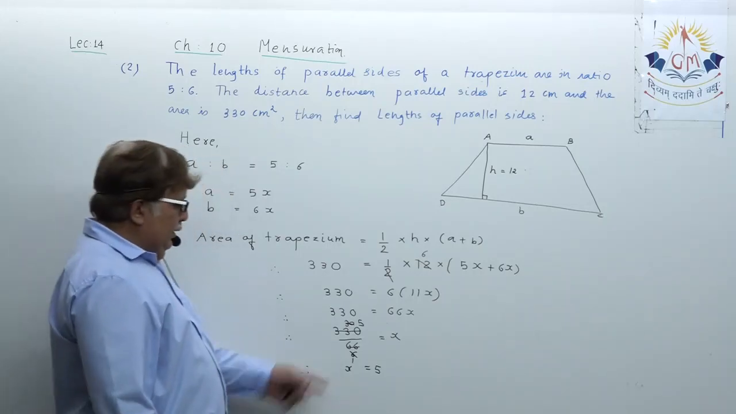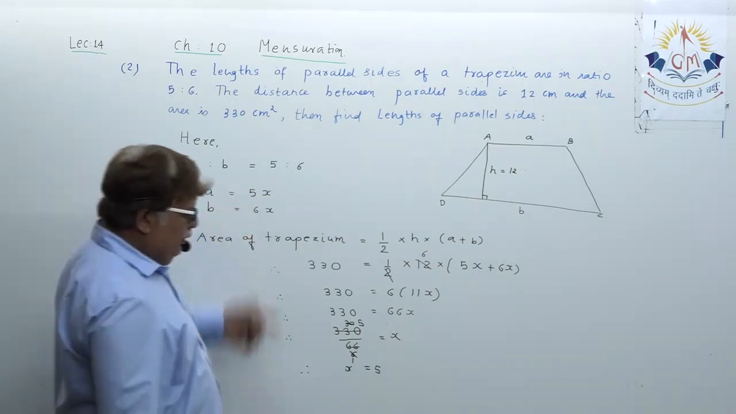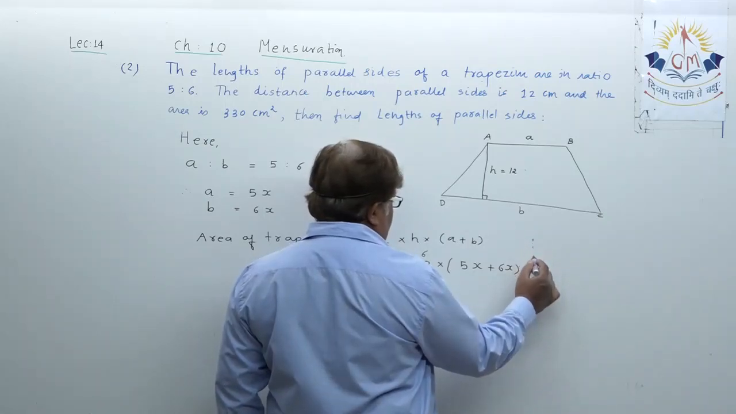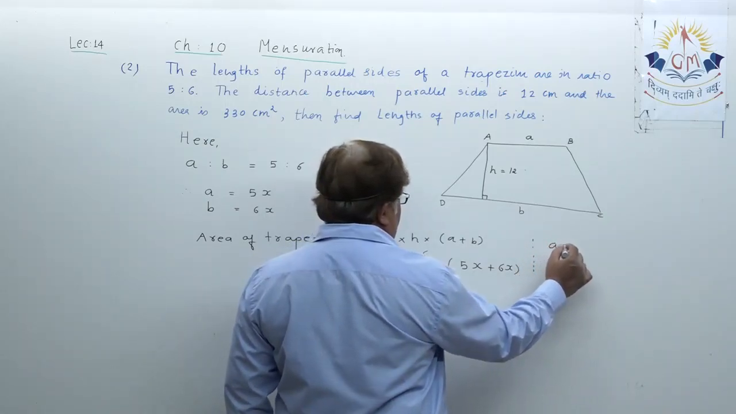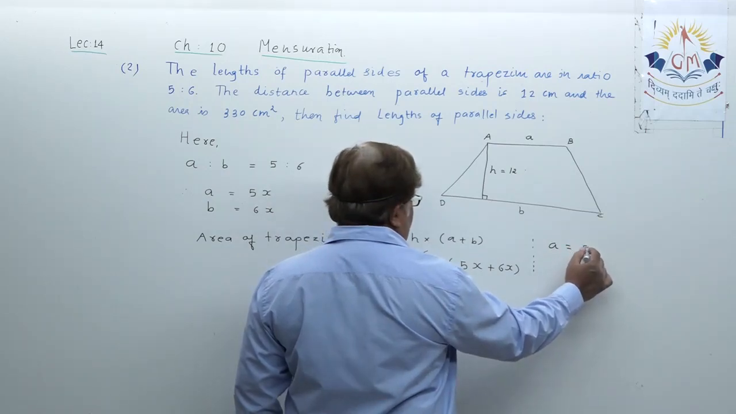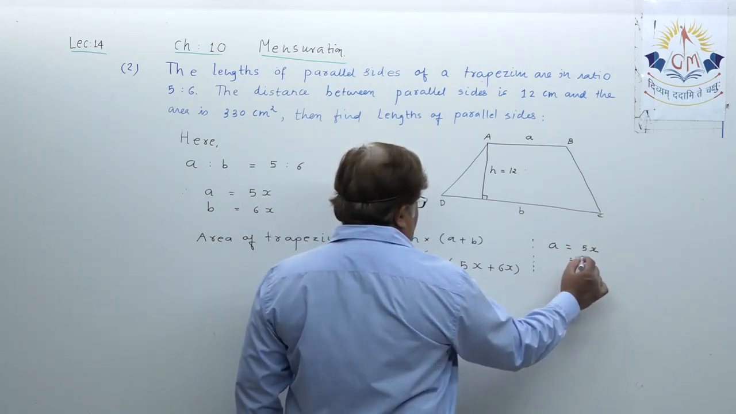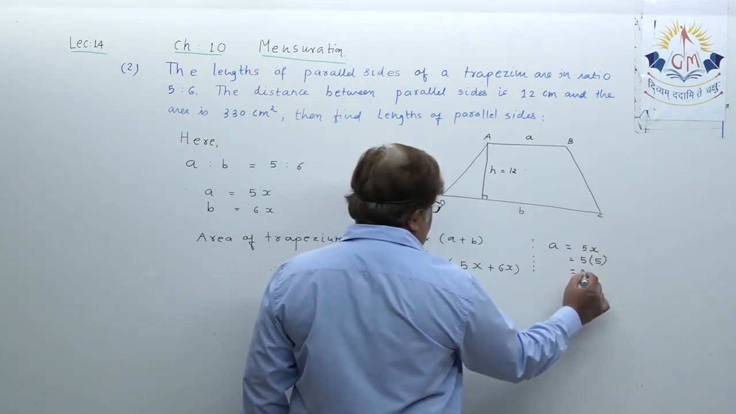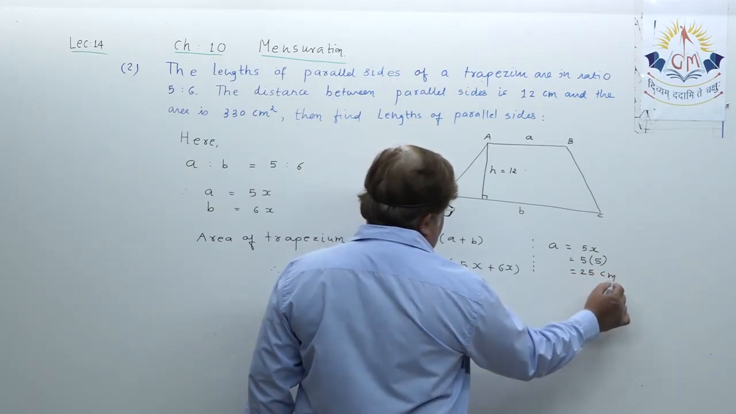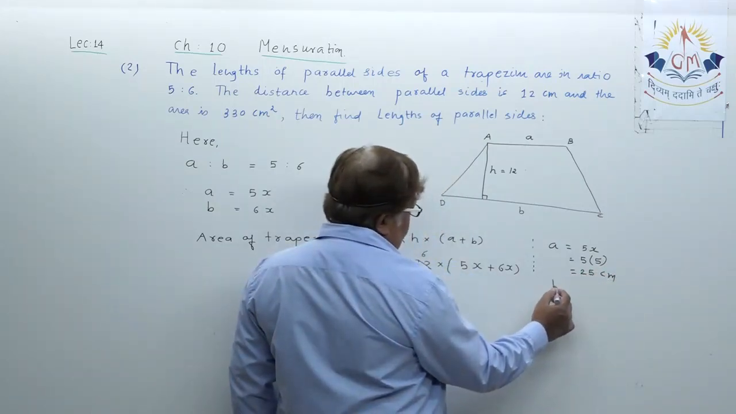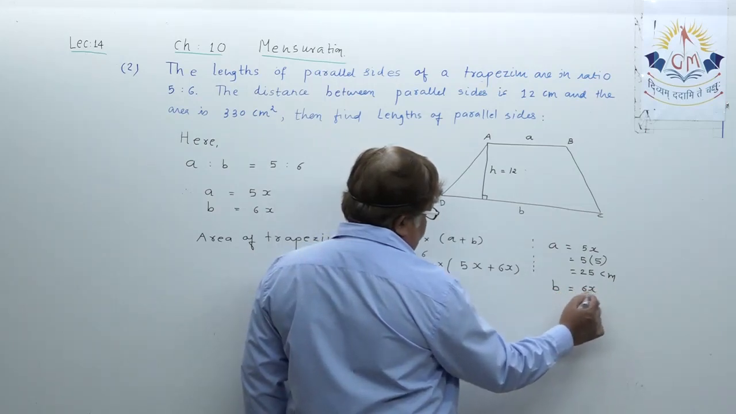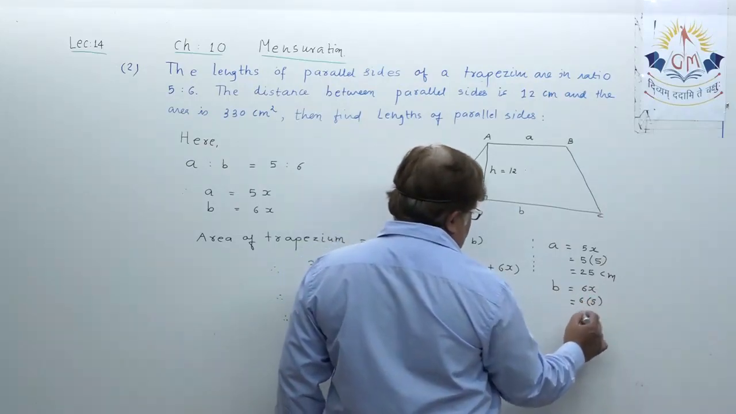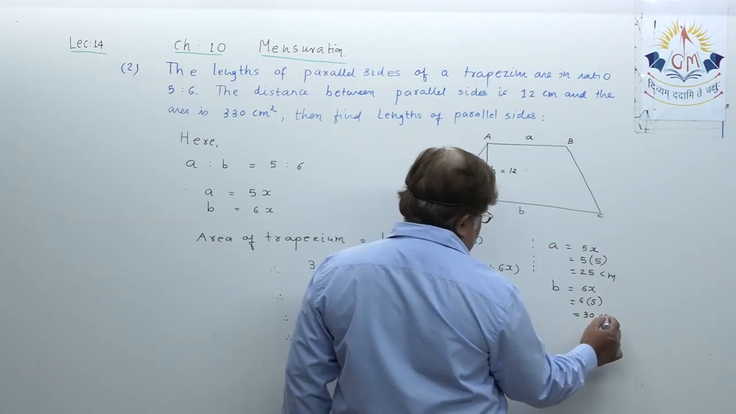Understood? After you got x equal to 5, it is just a question of substituting. I am doing it here. A equal to, what is that? 5x. Substitute the value of x you found out. This is equal to 25 centimeter. B has been 6x, 6 into 5, that is equal to 30 centimeter.